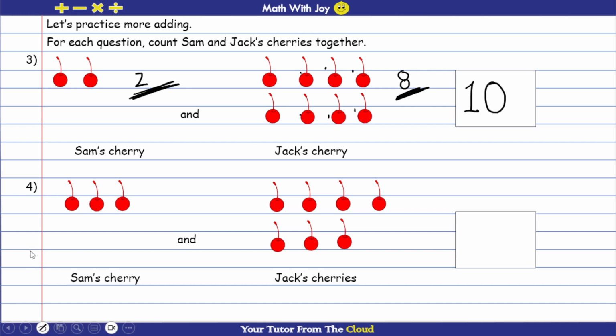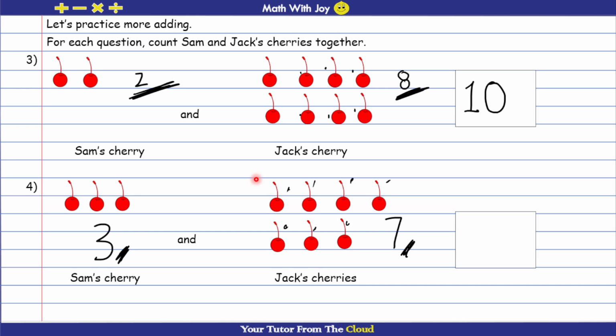So let's keep it going. So Sam has 1, 2, 3 cherries over there. So I want to write out 3. And while Jack has 1, 2, 3, 4, 5, 6, 7. So he has 7 cherries. So if I take a 3 and a 7 and combine them, adding them, what number will I get? To get that answer, we have to count the cherries together.